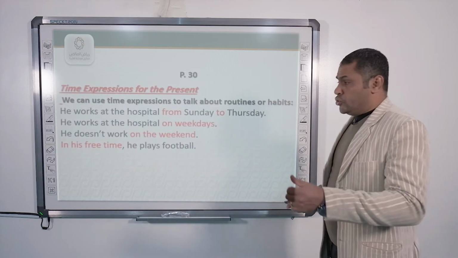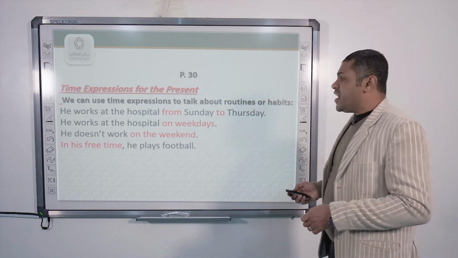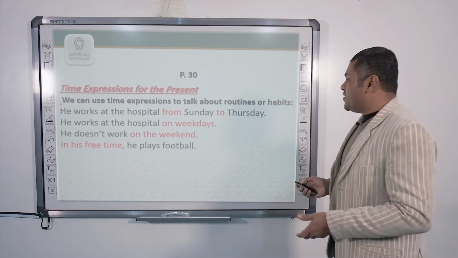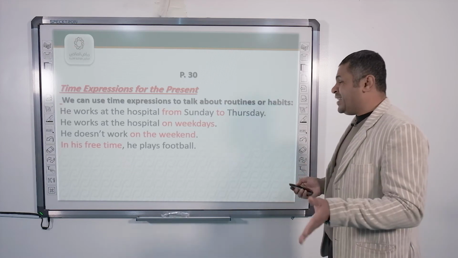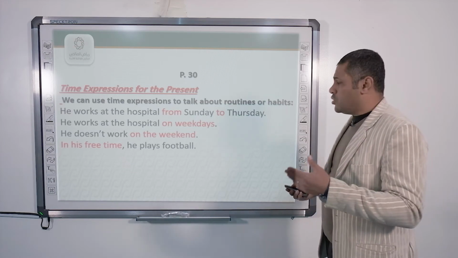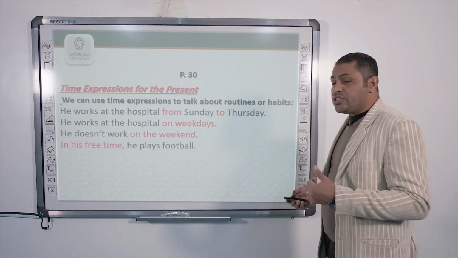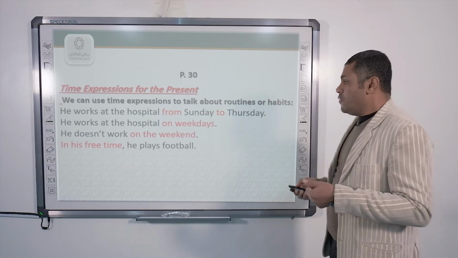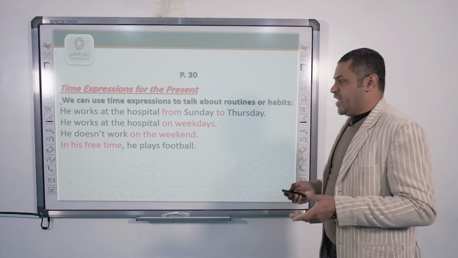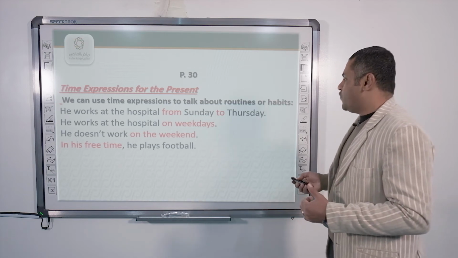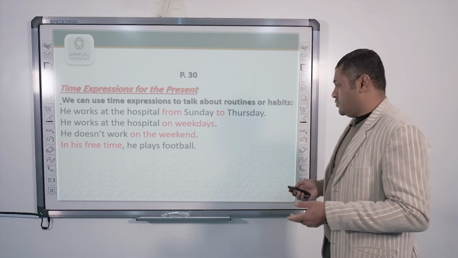The next point on your page 30, this even page, time expressions for the present. We can use time expressions to talk about routines or habits, such as from, to, من، إلى. On weekdays في العطلات الأسبوعية يبقى ده بيتكرر. On the weekend في العطلة الأسبوعية. In his free time في وقت فراغه يبقى بيتكرر. So these are some expressions used in the simple present. For example, he works at the hospital from Sunday to Thursday. He works at the hospital on weekdays. Okay?